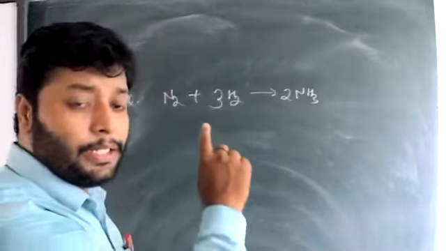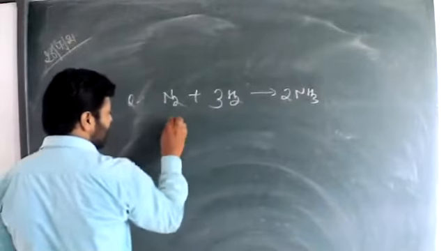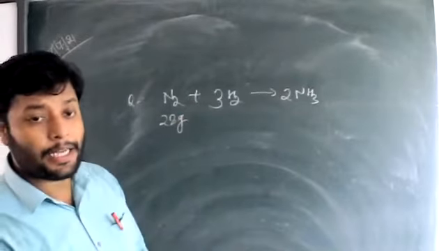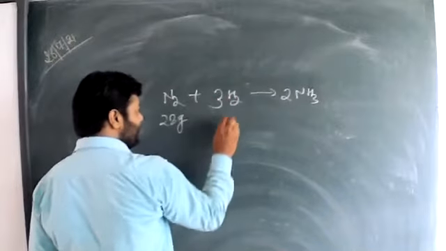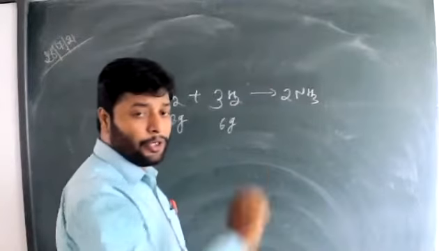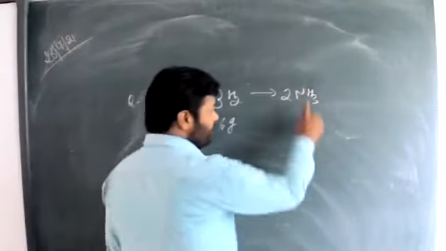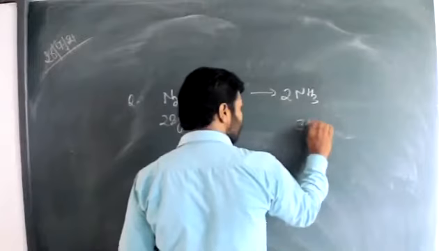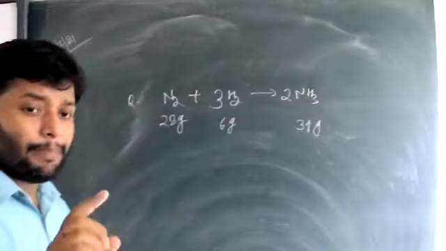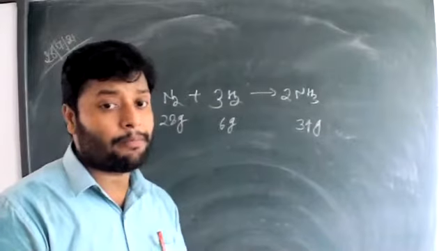So look at the process. Write the atomic mass of nitrogen below the nitrogen. Atomic mass, that is 28 gram. Atomic mass should be written in gram. Hydrogen 2 and 6 gram. And ammonia produced is 2 times 17, which is 34 gram. So the concept is 28 gram nitrogen combines with 6 gram hydrogen to produce 34 gram of ammonia.